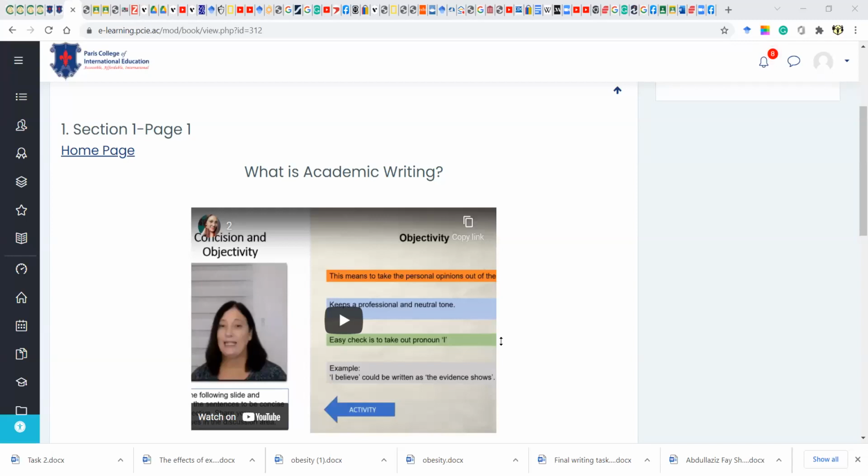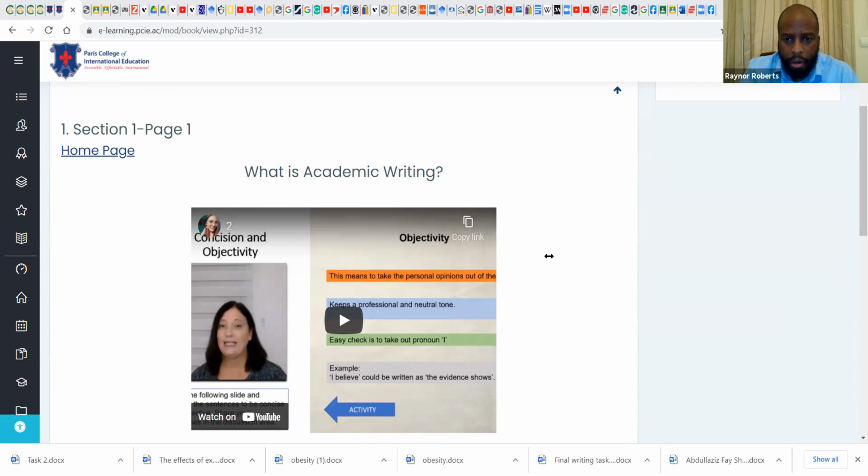Right. So it's important that you have the vocabulary to communicate your point. How do you get that vocabulary? How do you build that vocabulary? You build that vocabulary through reading. Okay?